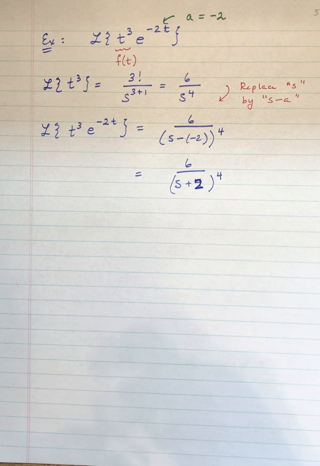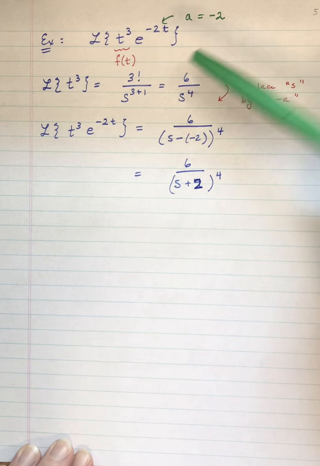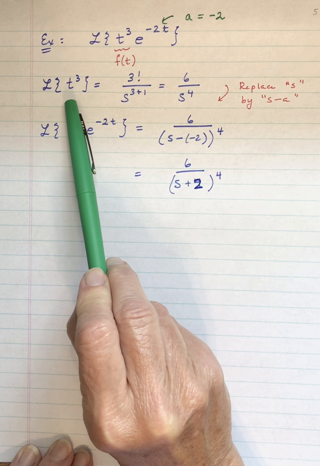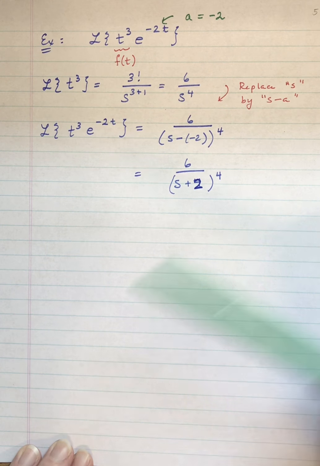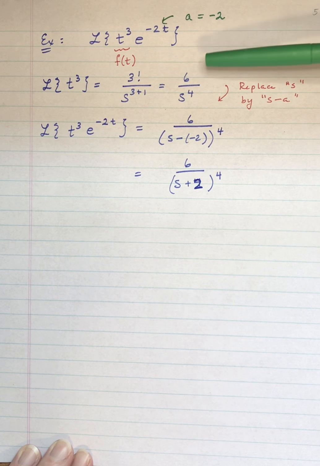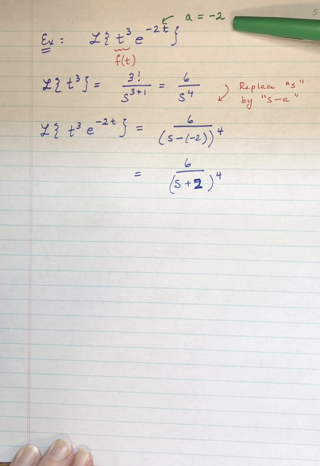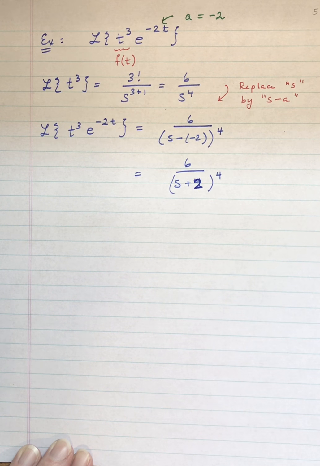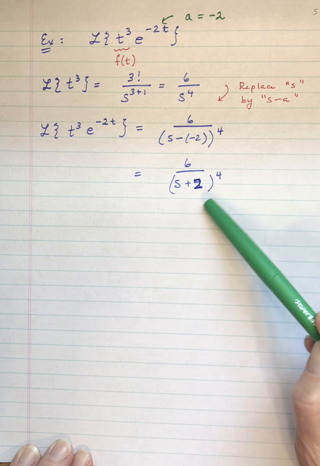And one last example. Let's say I have t cubed times e to the negative 2t. Now, we're going to use shifting again because we're multiplying by an exponential function. The Laplace transform of t to the 3rd power is 3 factorial over s to the 3 plus 1. This is 3 times 2 times 1, which is 6, over s to the 4th. We're shifting. We have an e to the minus 2t, so our a is negative 2. So we replace our s with s minus a, but our a is negative. So s minus negative 2 is s plus 2. So we end up with 6 over (s plus 2) to the 4th.